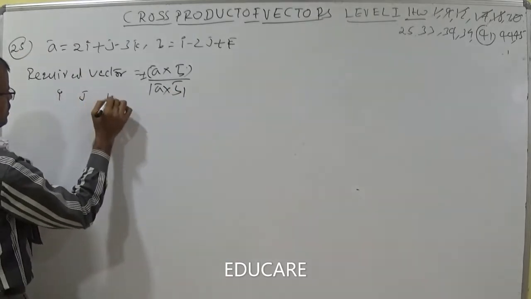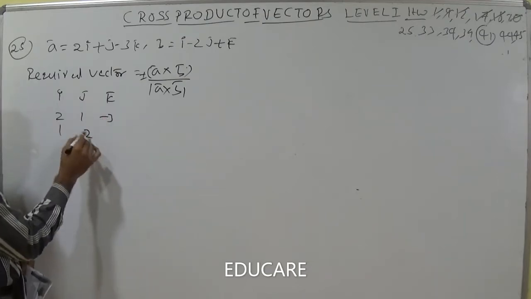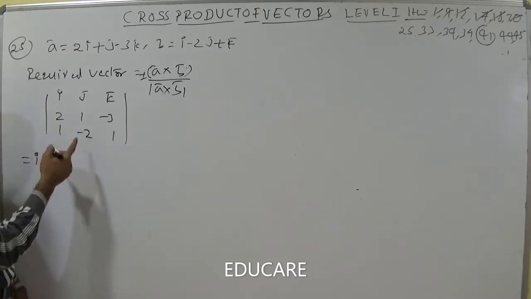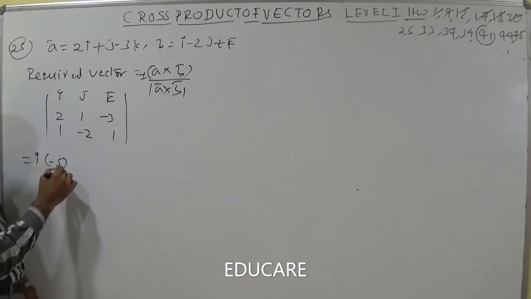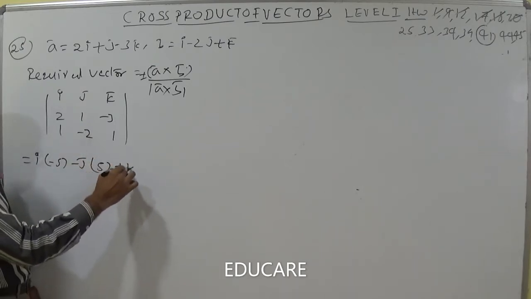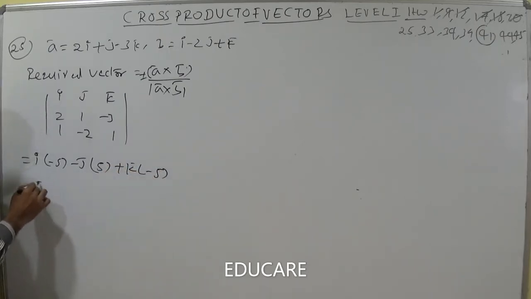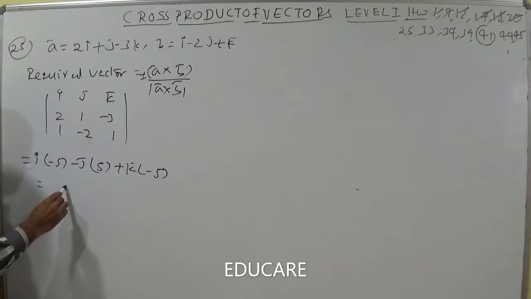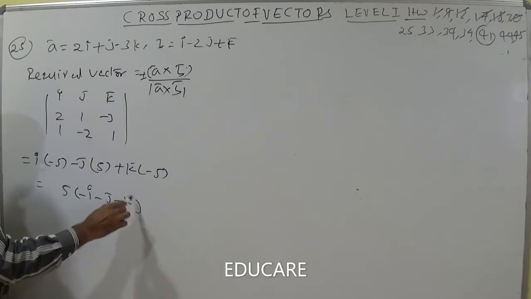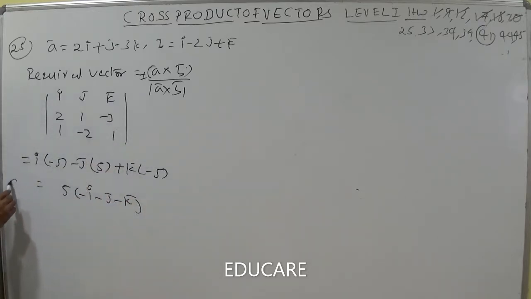Put here i, j, k, and you can write here 2, 1, minus 3 and here 1, minus 2, 1. Now that is equal to i into (1 minus 6) minus j into (2 plus 3) plus k into (minus 4 minus 1), which is minus 5. So you take 5 common: 5 into (minus i minus j minus k) by the vector. This is A cross B we have.